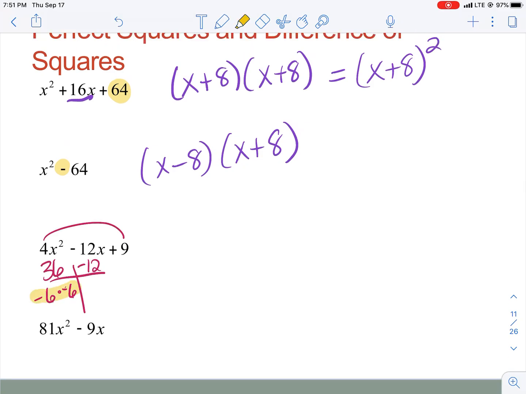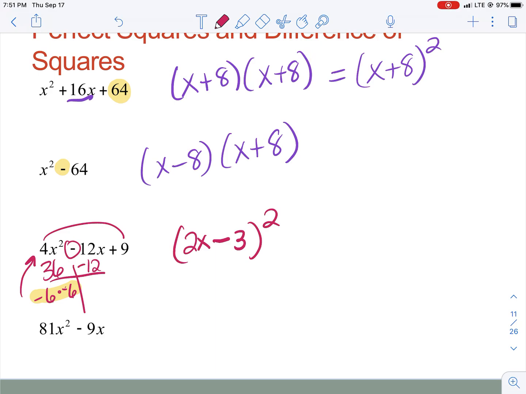Whenever you get these and they're the same, that means you really should look at the problem because it must have been perfect squares. So this must have been 2x because 2 times 2 is 4. And it must have been 3 because 3 times 3 is 9. And I want a negative 12, so I'm going to put a negative sign. If you want to do this one by grouping, you can.